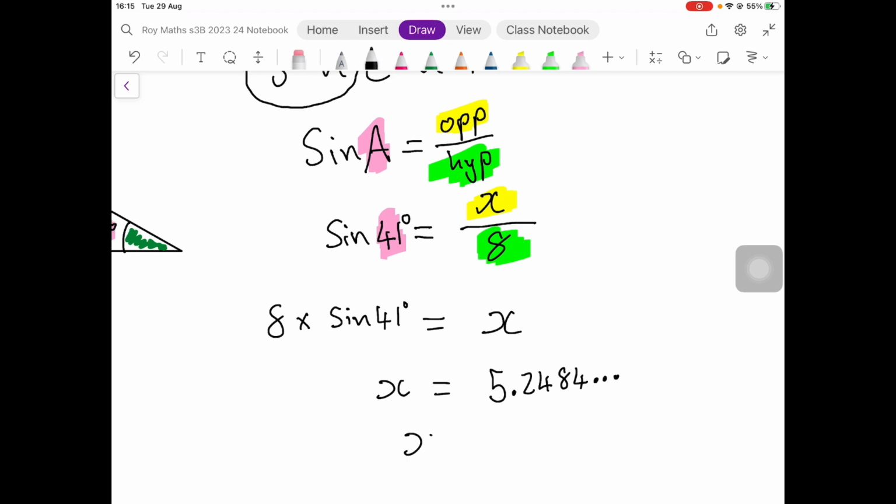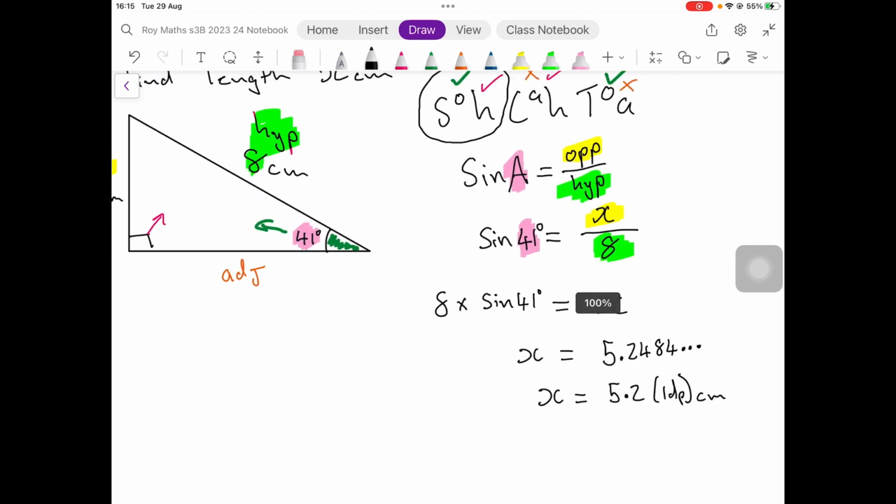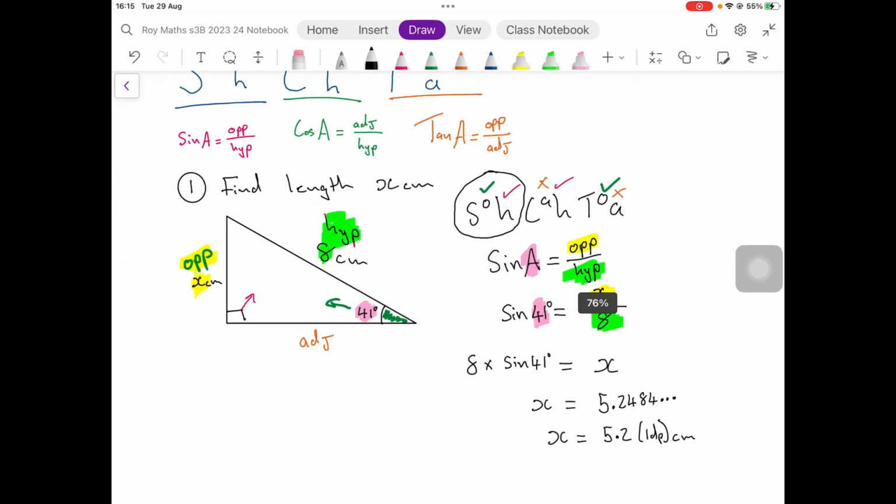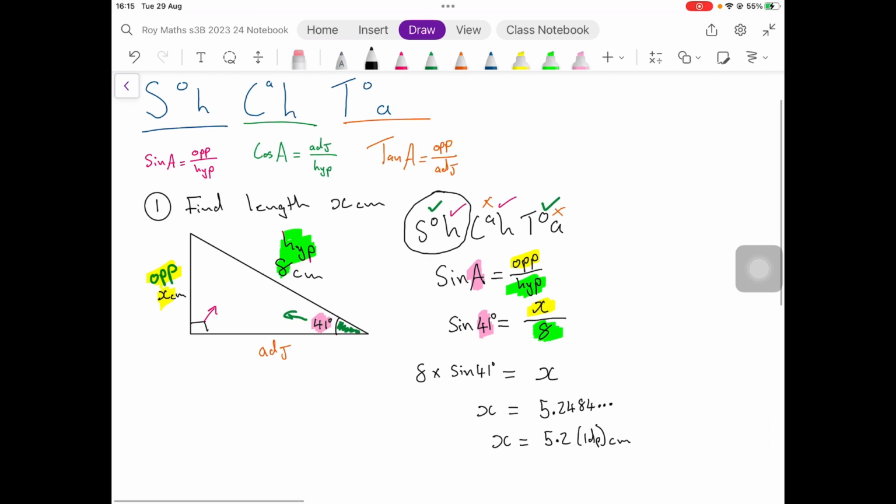Now, our calculator will give us lots of values here, but what we'd like to do is round that. And here we'll choose to round to 1 decimal place. So 5.2, because the 4 after the 2 is less than 5, we'll not round up. So we'll leave it as 5.2 to 1 decimal place. And my units were in centimetres, so the length of x is 5.2 centimetres. Let's zoom out and have a wee overall look at our work.